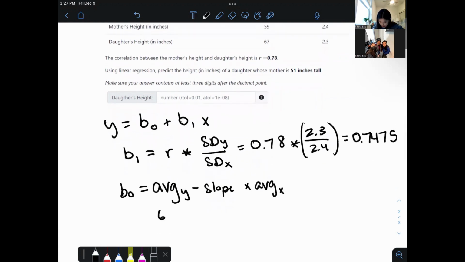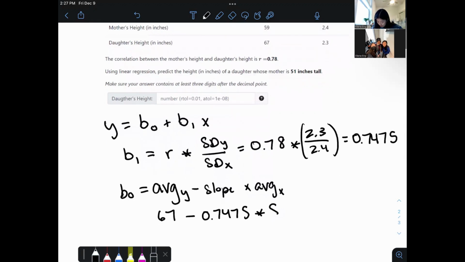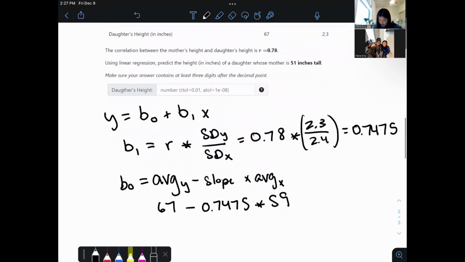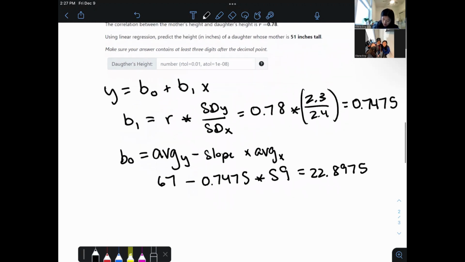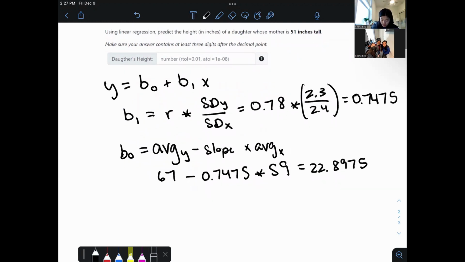So that would be 67 minus our slope that we just found, times the mother's average height. And get a calculation again. And we get 22.8975. Now we have found b0 and b1, and we have all of the things we need to solve the problem.